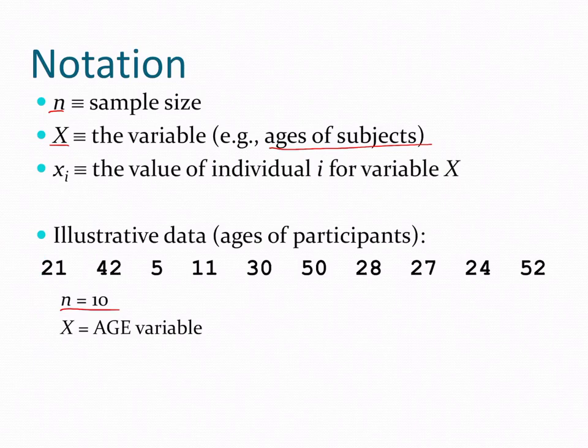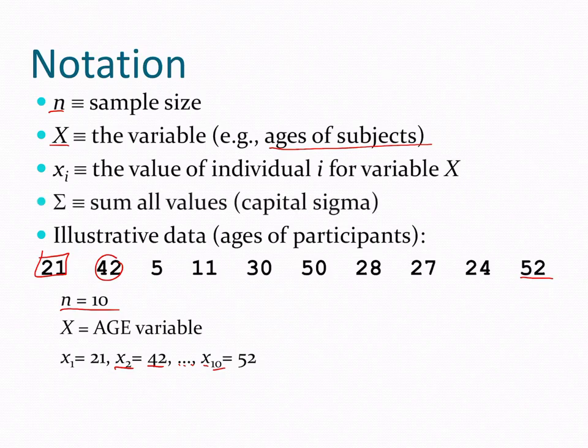Next is x subscript i, the value of the individual, or i, for the variable. An example of this would be x sub 1 equals 21. As you can see, the very first number here was the first one. x subscript 2 is 42, shown here, all the way up to x subscript 10, which was 52.